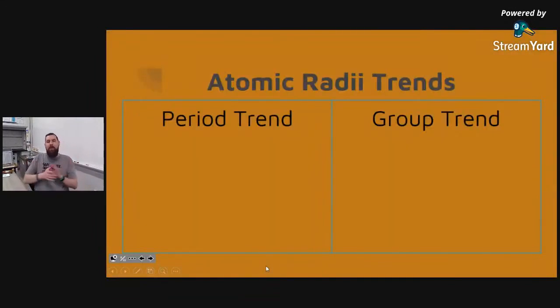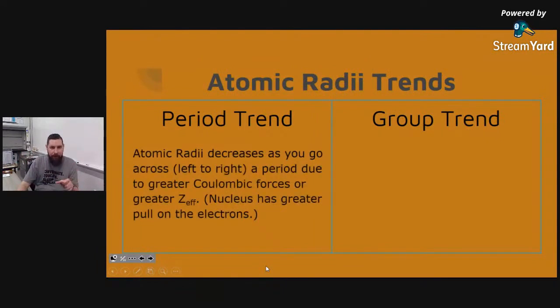When we talk about these trends, I'm going to talk about the period trend first and then the group trend. When we talk about atomic radii, the period trend is that as you go across, left to right across that period, we have greater Coulombic forces, because we're increasing our number of protons and our number of electrons, so Q1 and Q2 are increasing and the force of attraction increases. Because that force of attraction increases, we see a greater pull on the electrons, and therefore radius decreases as you go across.